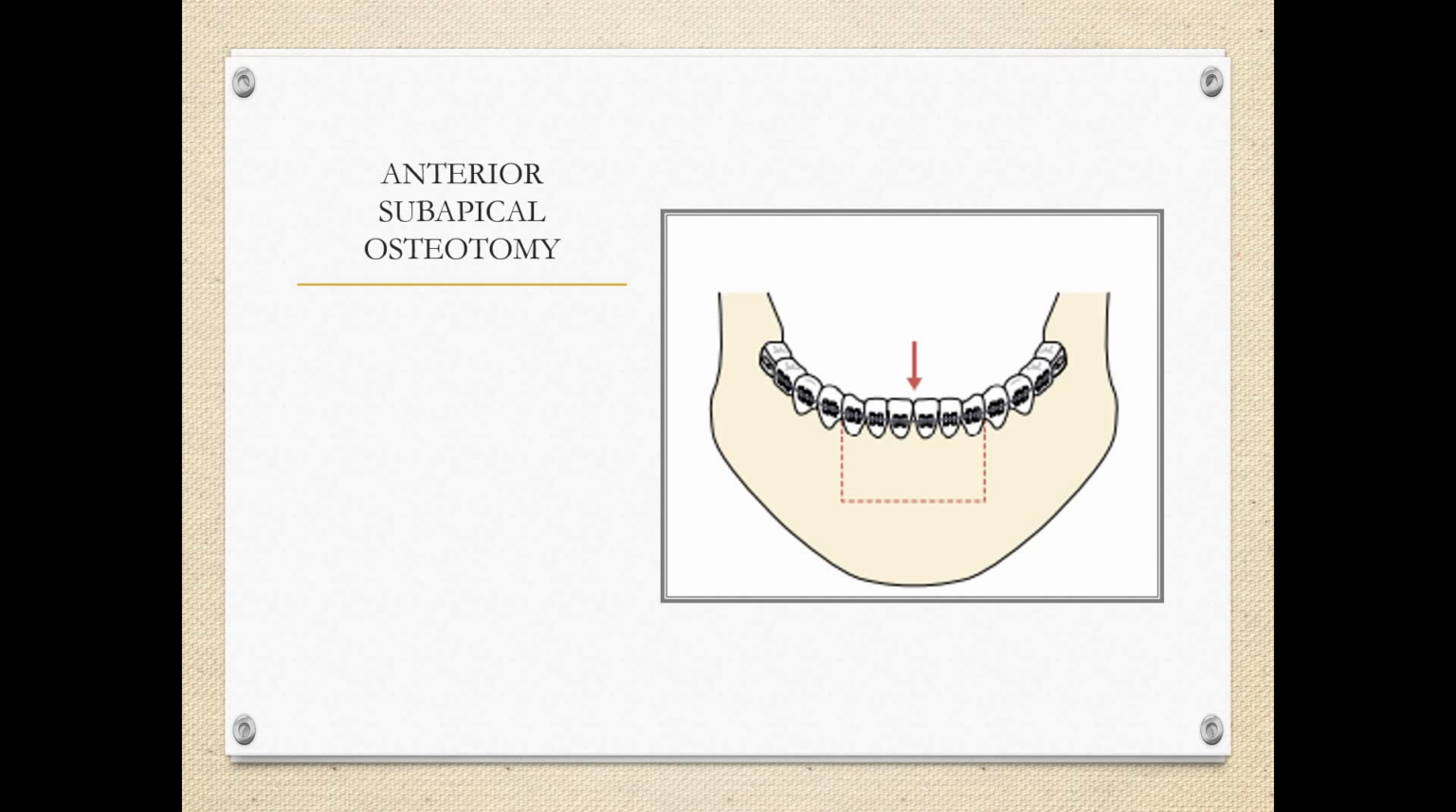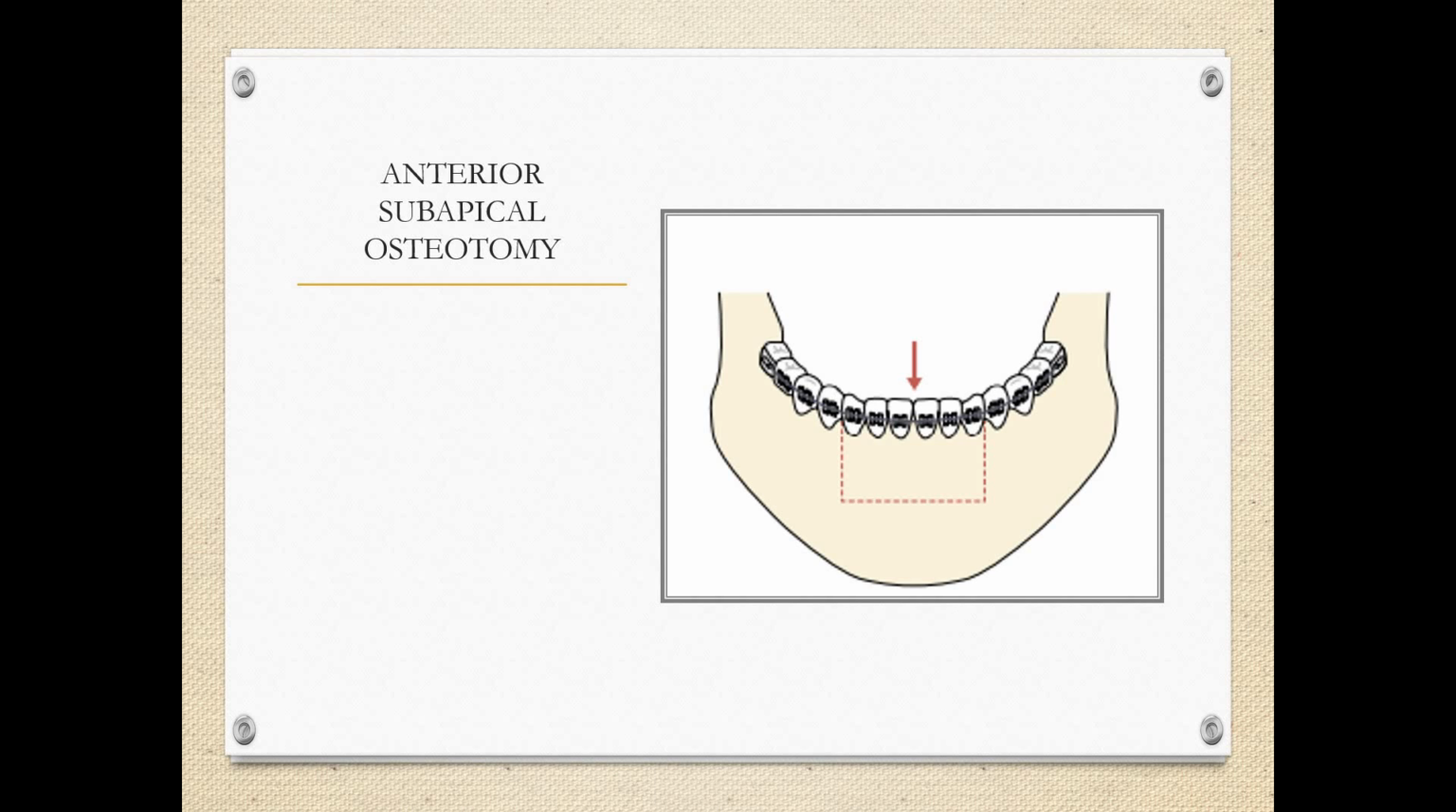Anterior subapical osteotomy. The anterior subapical osteotomy is occasionally used to alter the position of the lower labial segment in the mandible and requires vertical cuts through the alveolus behind the canine teeth, which are joined by a horizontal cut underneath the root apices to free the anterior segment.